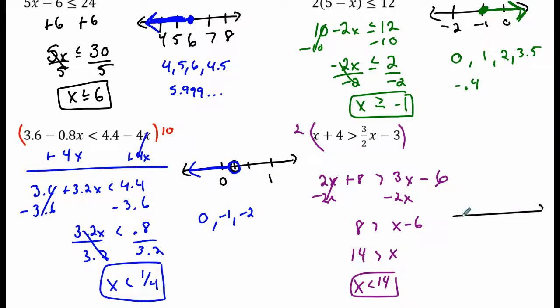So when I go to graph this solution, there's 14, 15, 13. I can't touch 14, so open circle, and I'm smaller than it. X is less than 14, or 14 is bigger than everything in my solution set. So what are some numbers that work? 13, 12, 0, negative 5. Anything smaller than 14, but not 14. 14 is not in the solution set.